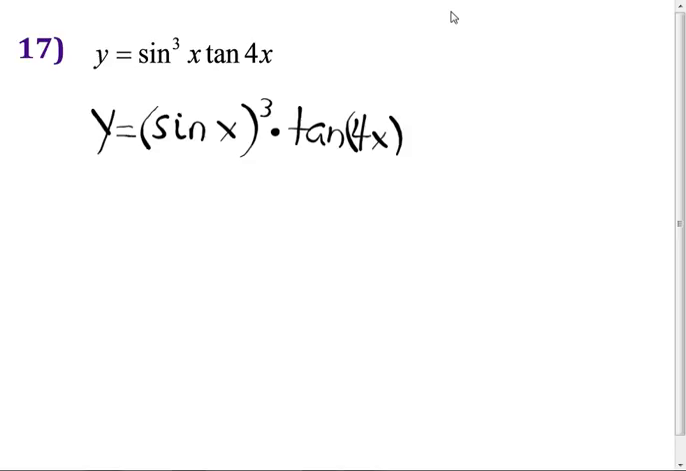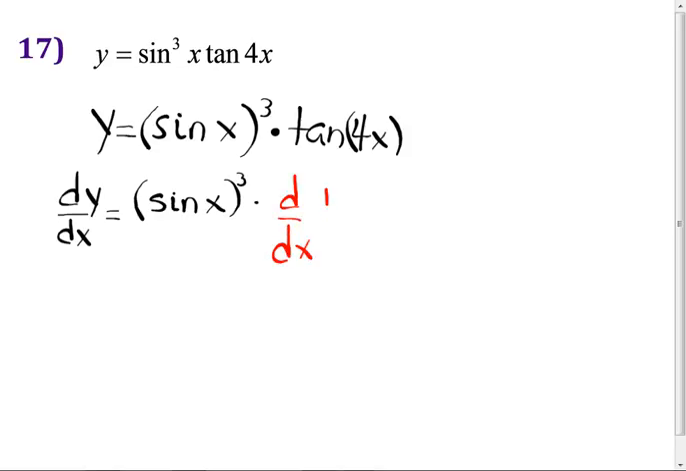Are you ready? Okay, so it's dy dx. It's the derivative of y with respect to x. I get a dy dx, but it really means derivative of y with respect to x. So we make a plan before I actually differentiate it. I have to use the product rule. It's the sine of x, all of that to the third power, times the derivative of the tangent of 4x. That's the plan. Then what do I have to do?